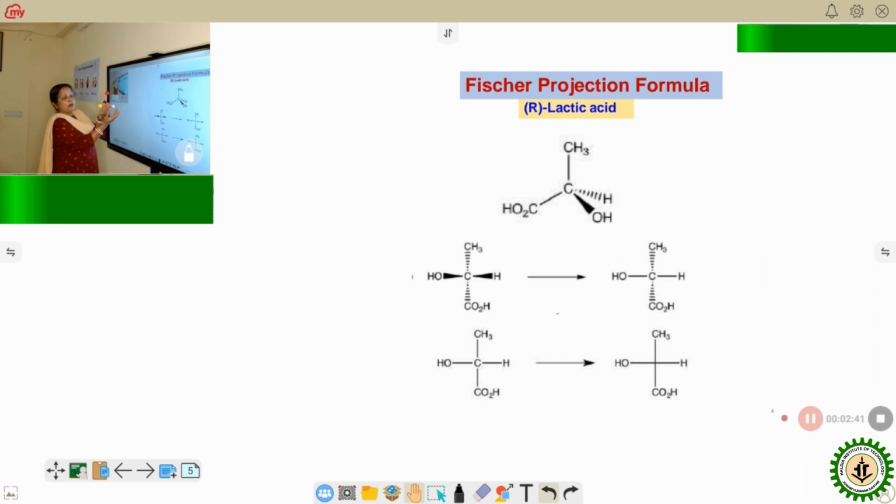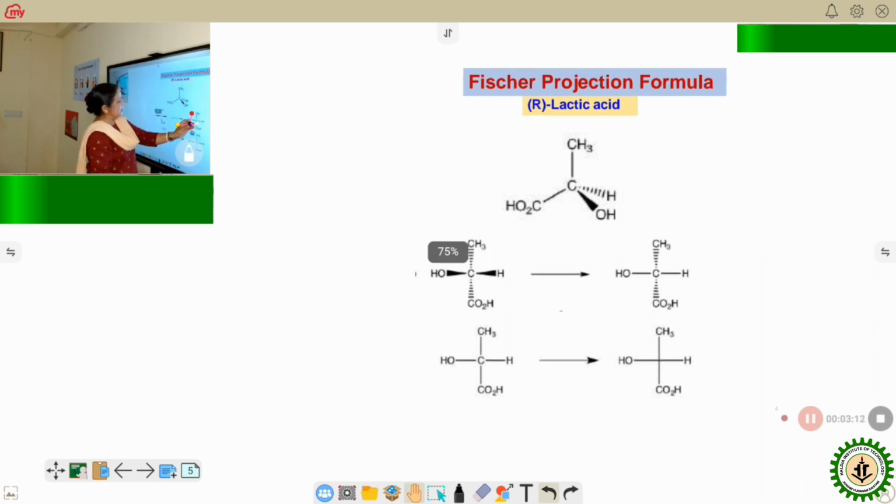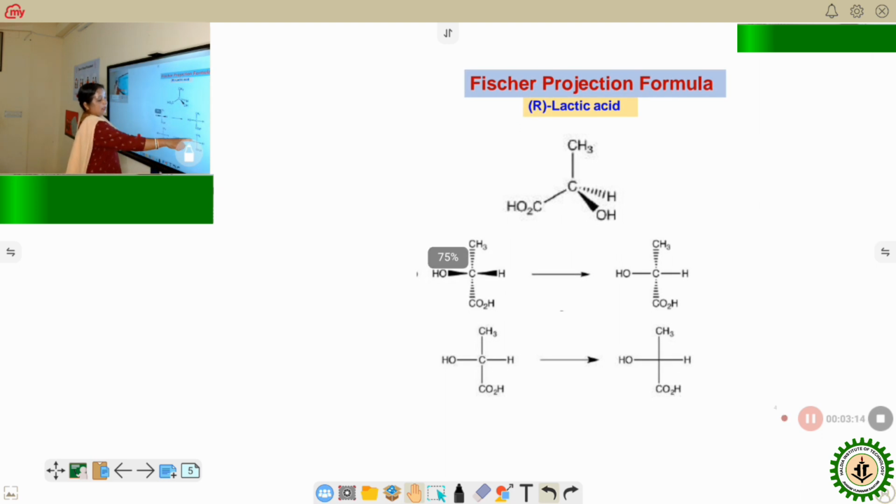You can hold the functional groups in this manner, which is up and down, with your left hand and right hand. If I take it in this manner, they are coming up and they are coming below. We represent the upcoming groups on the horizontal line, and the down groups on the vertical line. So our representation is this one, and this is our Fisher projection formula of R-lactic acid, which has one chiral carbon atom.